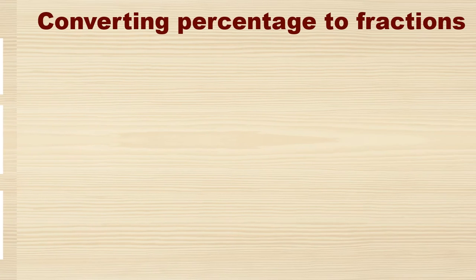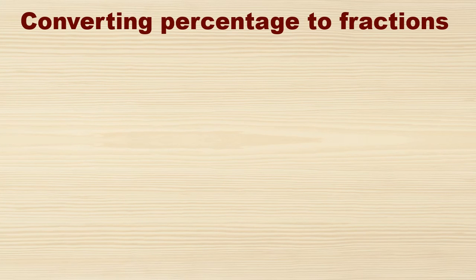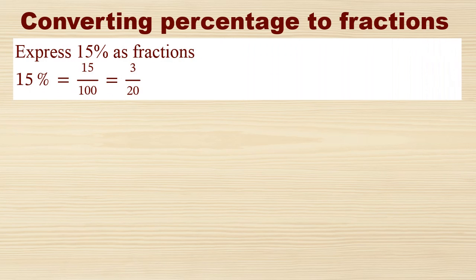Now let's look at converting percentage to fractions. The first one, express 15% as a fraction. We already know that percentage means the denominator is 100. So 15 over 100. When you look at it, there is a number that can divide 15 and divide 100, which is 5. So when you divide 15 by 5, you get 3. When you divide 100 by 5, you get 20. There is no number that can divide 3 and divide 20 without remainder. So 3 over 20 is the required fraction, which is the answer.